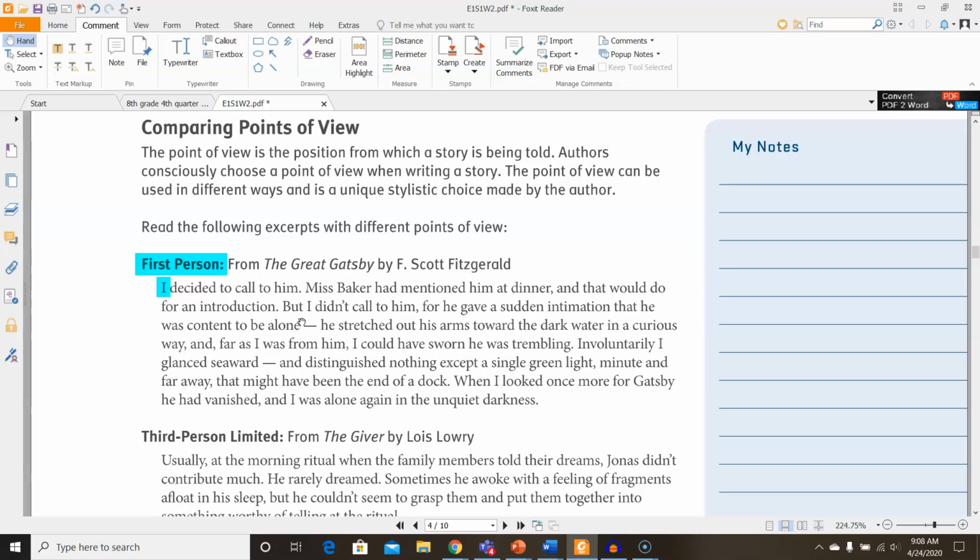So we have a first-person point of view here, and one of the characteristics of this point of view is that this person is limited to how they see the world. They see somebody in the distance, and they see that he's trembling, but they don't know why he was trembling, and they don't even know if he was trembling for sure. And then they think they see a light in the distance that is probably from a dock, but they don't really know for sure where the light comes from. So, that point of view is limited to the character that is telling the story.